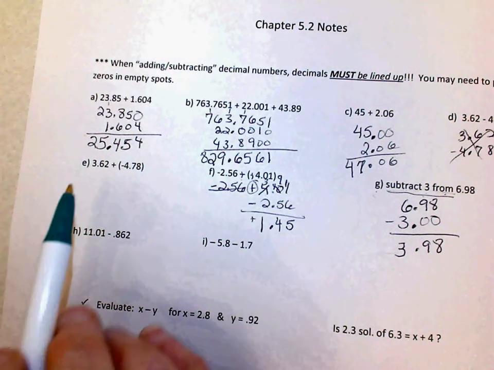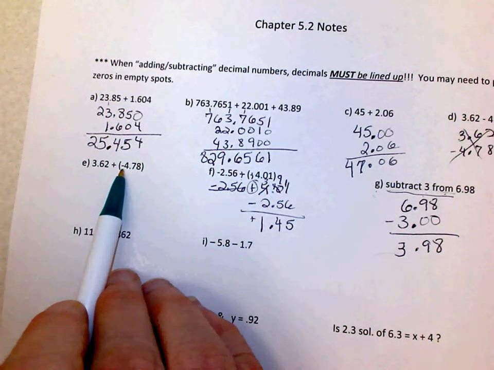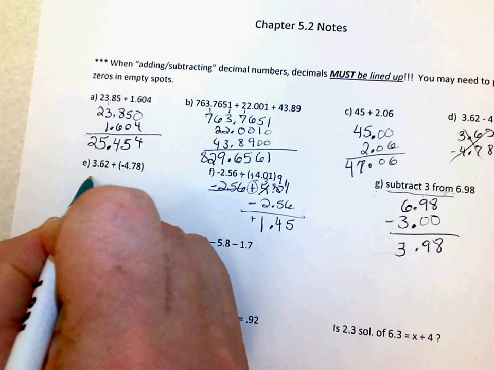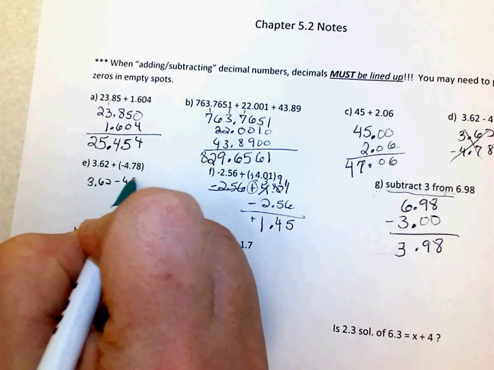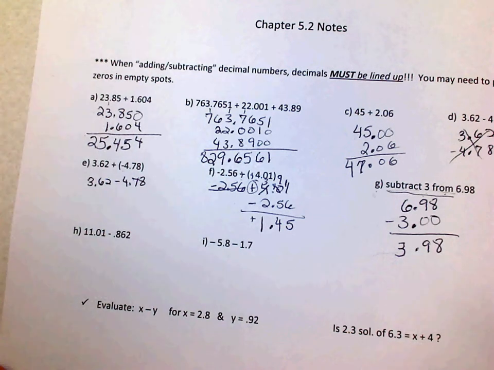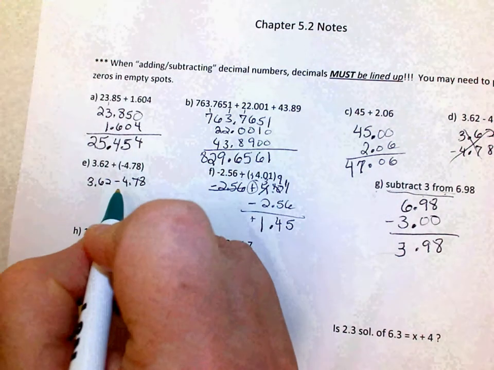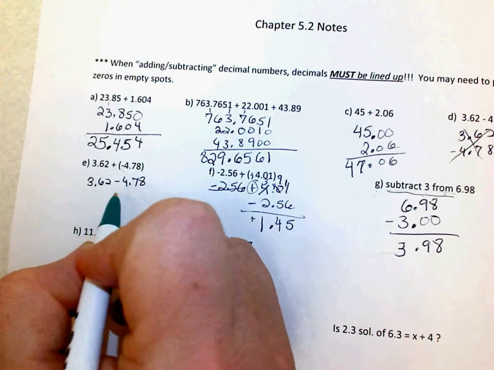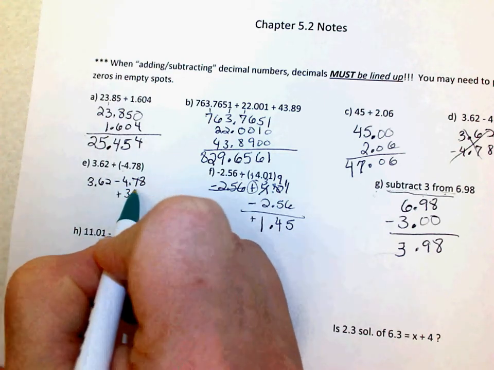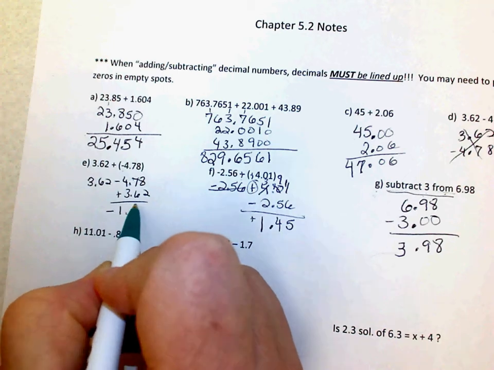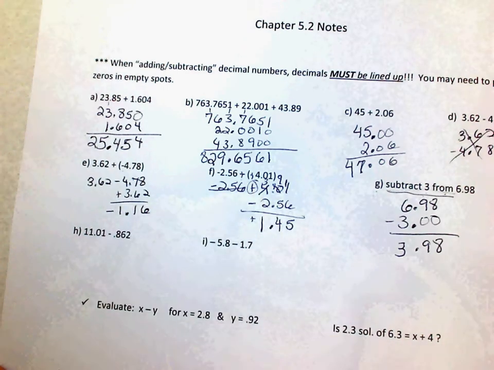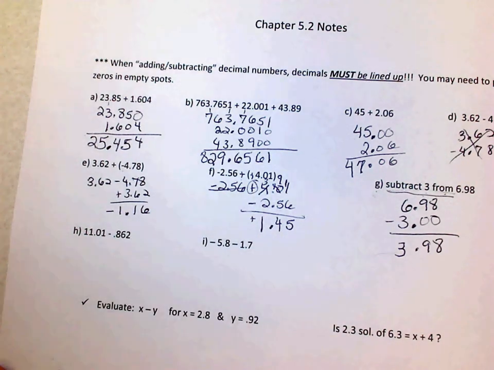Then plus a minus is the same thing as just minus. So I'm going to say 3.62 minus 4.78. Hey, guess what? We just did that one in part D. Negative 4.78 and then plus 3.62 again became negative 1.16. Are you okay? If not, ask questions.